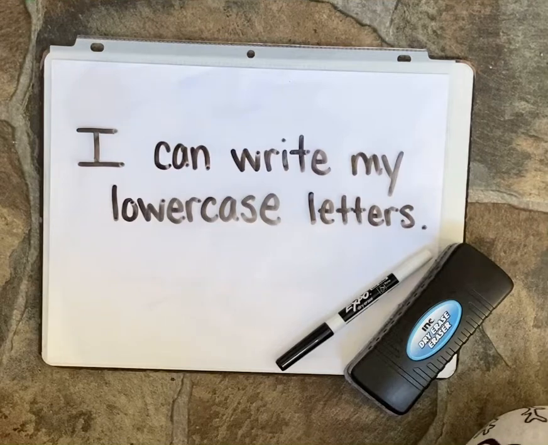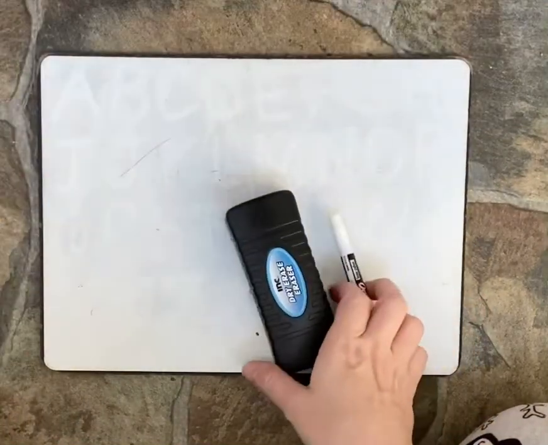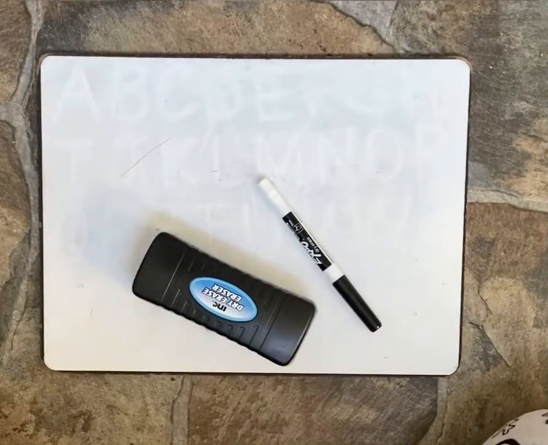So you're going to need something to write with. I'm going to use my whiteboard with a dry erase marker and an eraser. So you can either get that or you can get a piece of paper and a pencil.